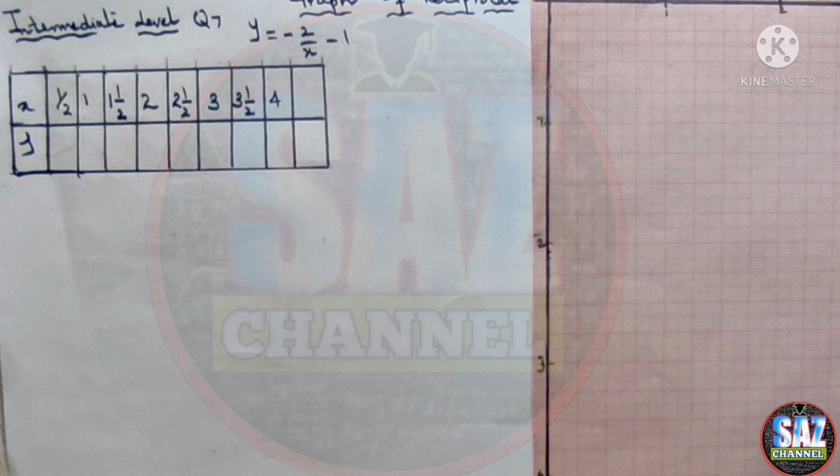And then there must be some scale given in the question. You can draw axes according to that, and you can get some marks. So please must focus on this concept. Let's move to question number 7.